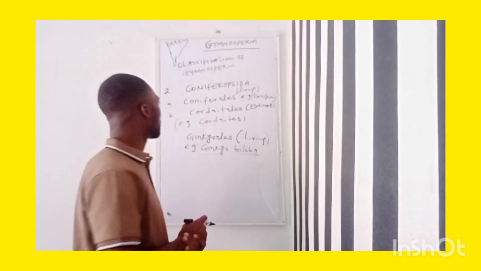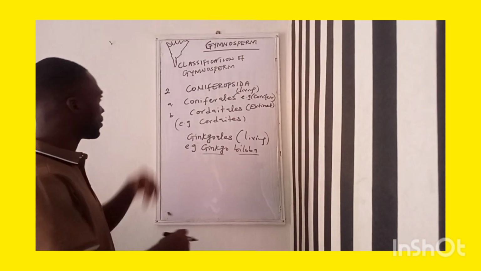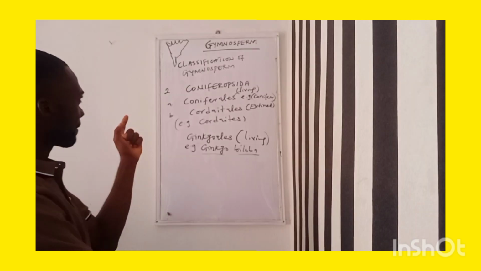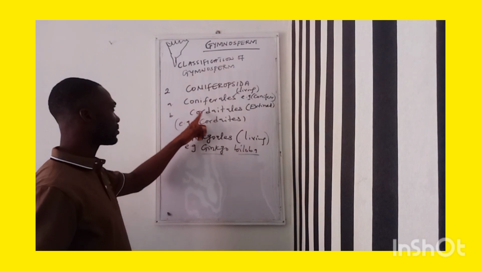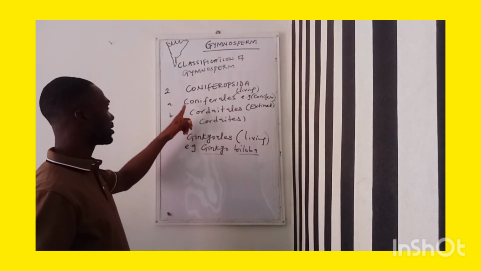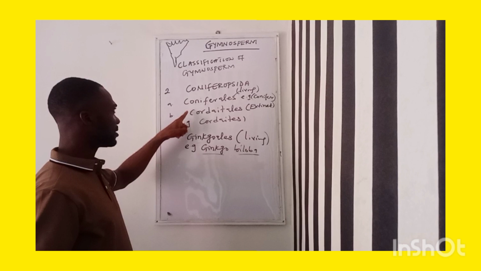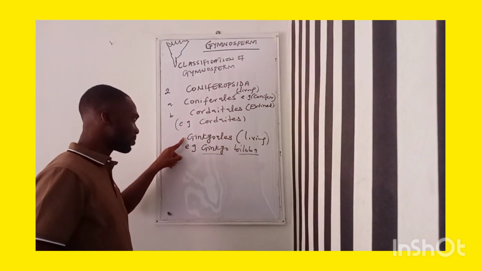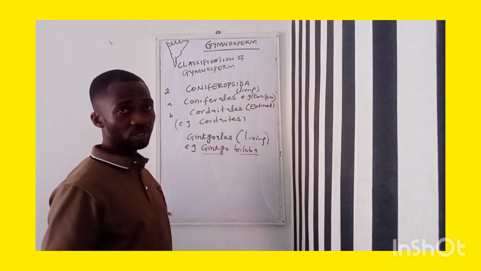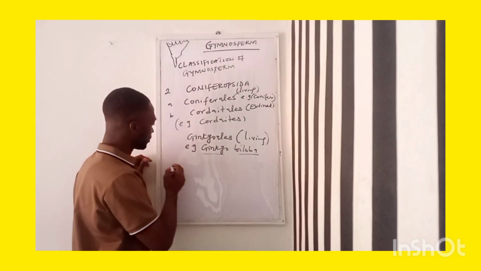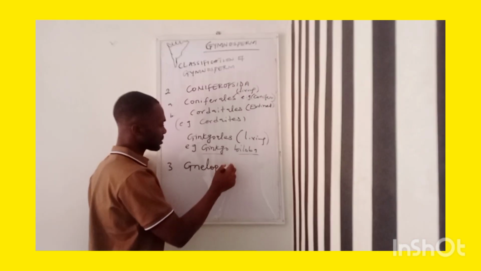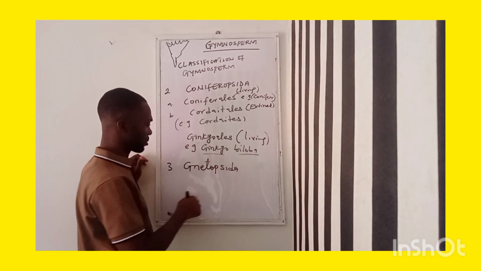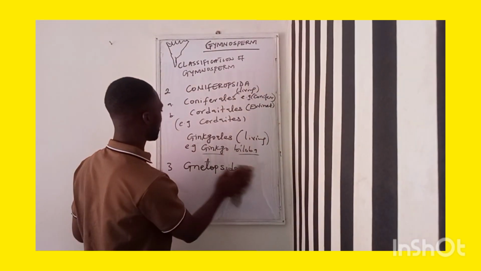Okay. So this is the second class, Coniferopsida. This is a class. We have Coniferales. We have Cordaitales. This should be the sixth order now. This is the seventh order, Ginkgoales. So we're now going to the third and the last class, which is called Gnetopsida.